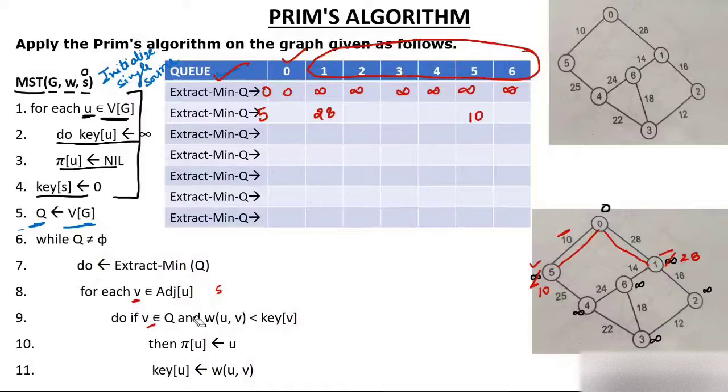This is what I wanted to tell you; I just wanted to rectify it. It is v, and here you have u. So this is what the algorithm is all about. You keep on following the same steps, and at last you will find that q is empty, and you will find a spanning tree that is minimum.